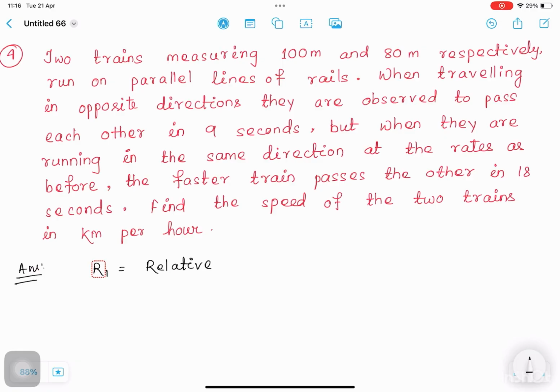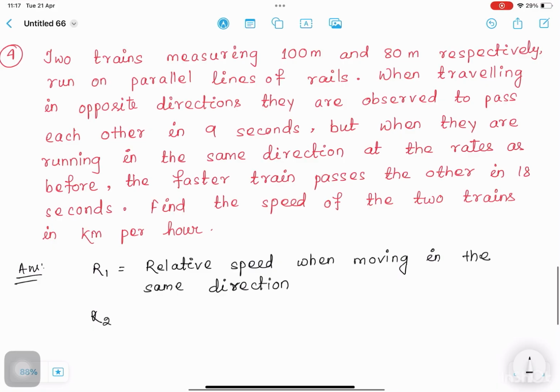Okay. So let R1 equal the relative speed when moving in the same direction. Likewise, I can take R2, that is the relative speed when moving in the opposite direction.